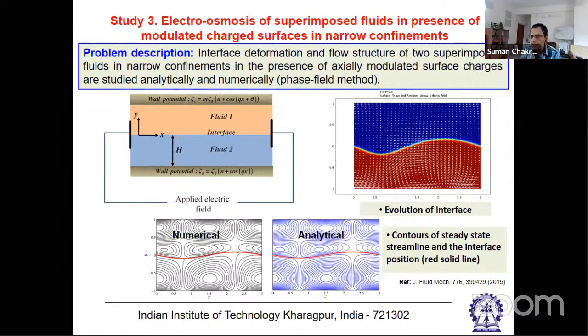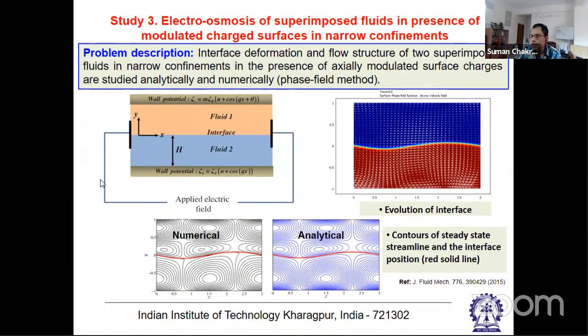These kinds of problems can be more complex if you apply external fields like an electric field. What the electric field does is it creates an additional stress at the interface, which is also known as electrical stress or Maxwell stress, and that can influence the evolution of the interface in a very complex way.